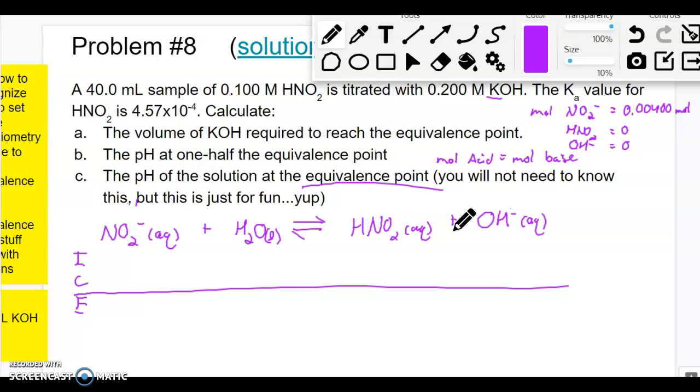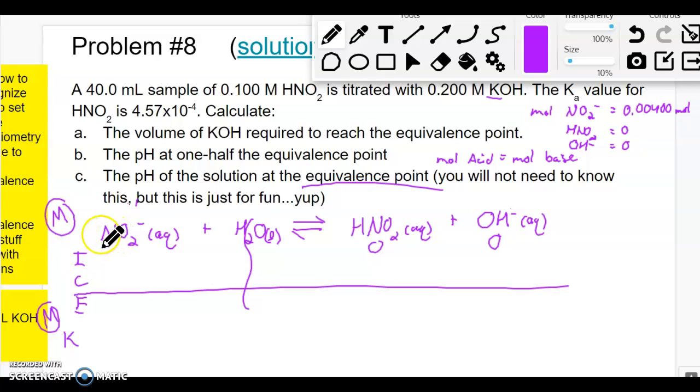And we're saying that our initial conditions are when we have no HNO2 or OH minus, that's from our stoichiometry. Water we're not going to worry about. And our NO2, we're going to start off with NO2. But here's the other thing. Ice tables can be in moles or molarity, but you want to use molarity, because our K expressions, our equilibrium expressions, have to be in molarity. So let's just do it here.